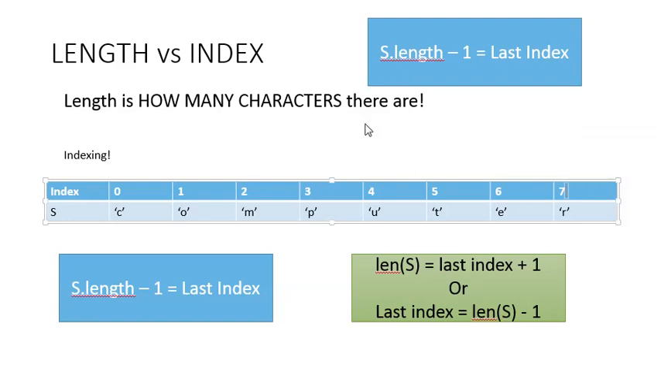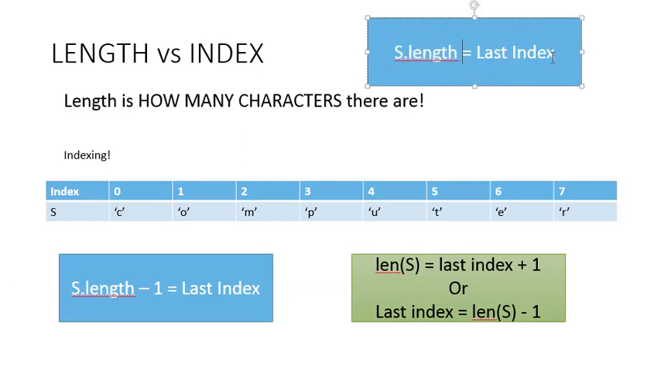Another way of saying it: the length of the string minus 1 is always going to give me the last index value. Another way of writing that same equation, I could say that the length of the string is always equal to the last index plus 1. That's another way of writing the same thing. That's how I would write the relationship in pseudocode.